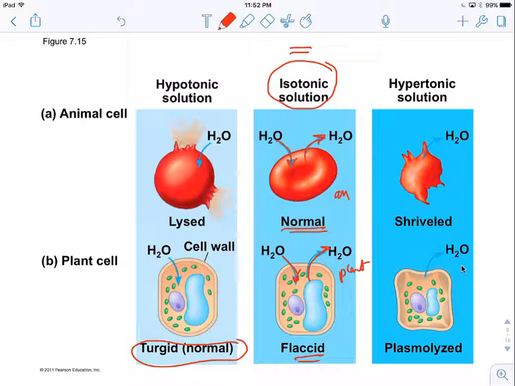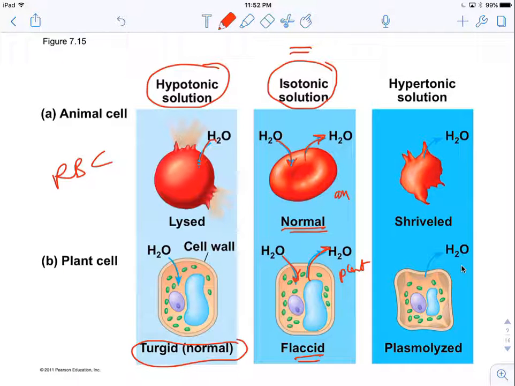So let's move over to hypotonic. Okay, so hypotonic means that the solute concentration in the solution is less. So there's more water in the solution. So water is going to move into the cell. By the way, these are red blood cells.